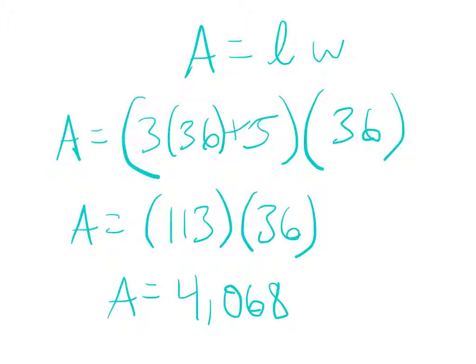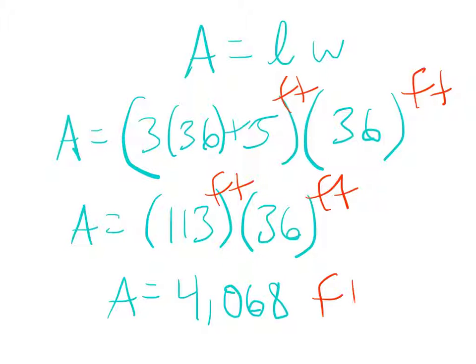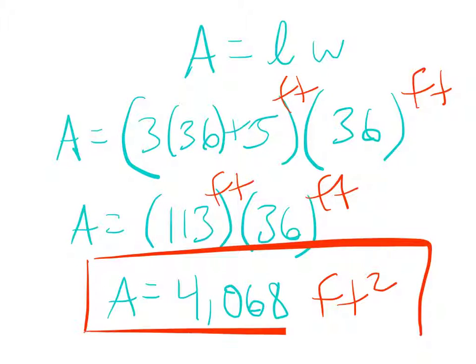Now that's not our final answer because we want to figure out our units. Remember that our length is measured in feet, and our width is measured in feet, and feet times feet gives us feet squared. Or if we go back to our QVU chart, we remember that area is always measured in square feet. And there's our answer to the area of the pool. The area of our pool is 4,068 square feet.